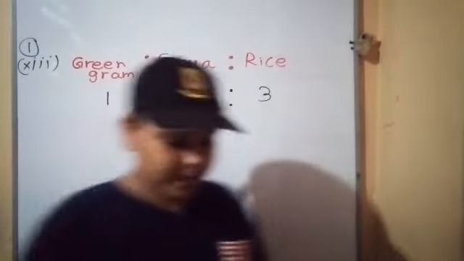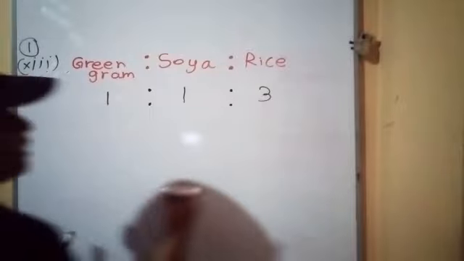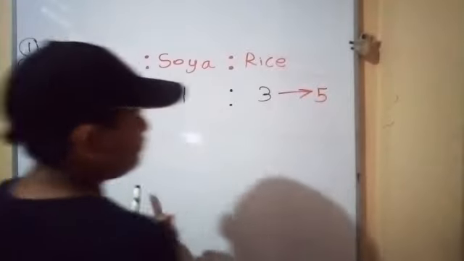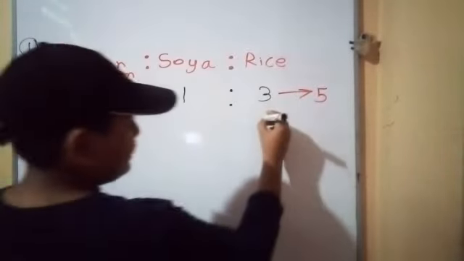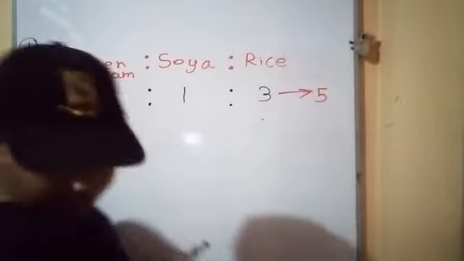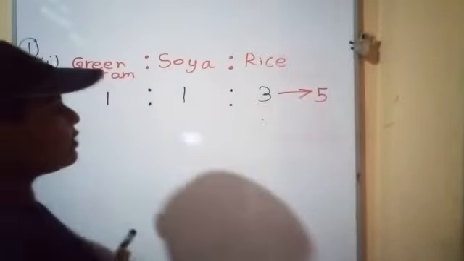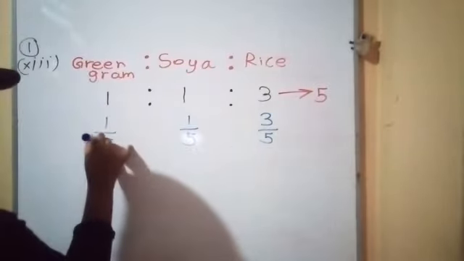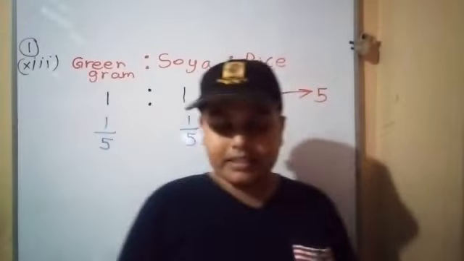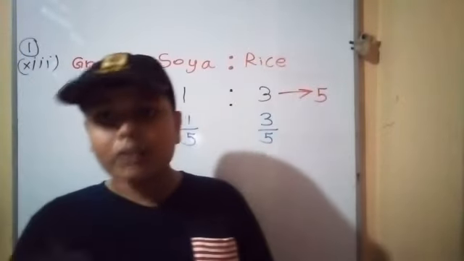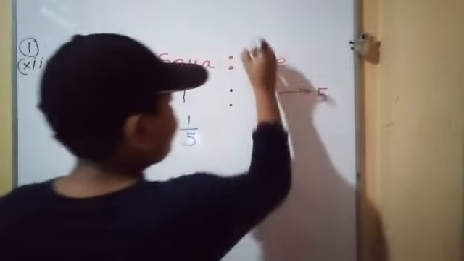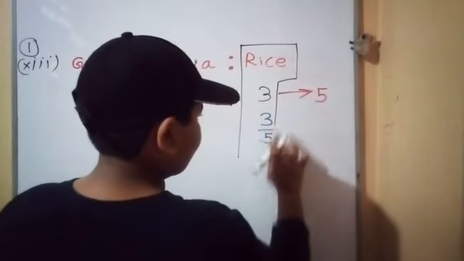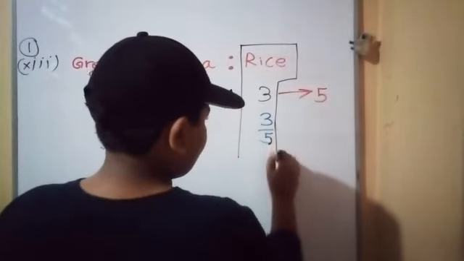100-gram food packet. Now find their total: 1 plus 1 means 2, 2 plus 3 is 5. So that means rice comes to 3 over 5. This is 1 over 5. This is 1 over 5. So find the amount of rice. So that means find this column.